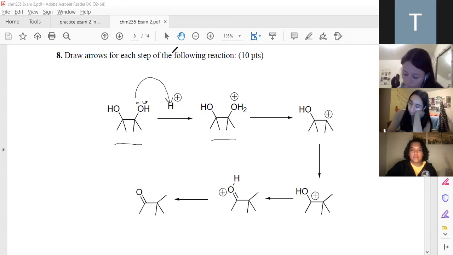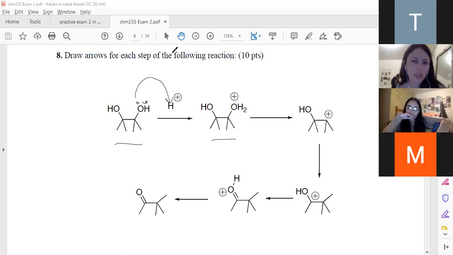Now, next up, now that we've got there, because now that makes sense, it's going to grab that hydrogen. We're all going to be good. What is going to be the next thing? So what happens between the second and third step? What's the big change? You lose the water, H2O.